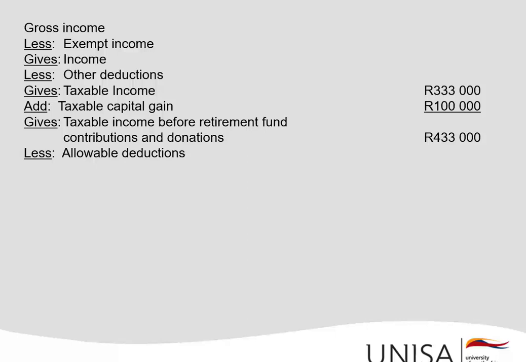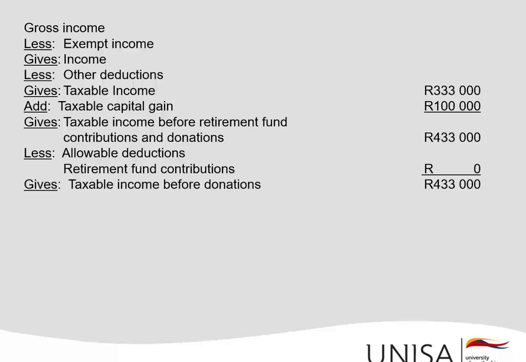So now we get to the allowable deductions. The first allowable deduction that we'll look for is retirement fund contributions, which in this question there aren't any, and then we need to go to donations. Just remember, where you have had retirement fund contributions, you need to recalculate the taxable income because you're going to use it as part of your donations limitation. Okay, so remember the first step is we need to go through the donations of the taxpayer and decide which ones qualify to be deducted.